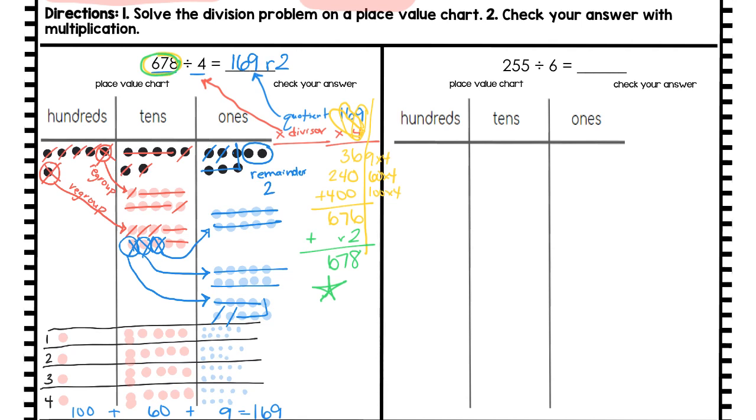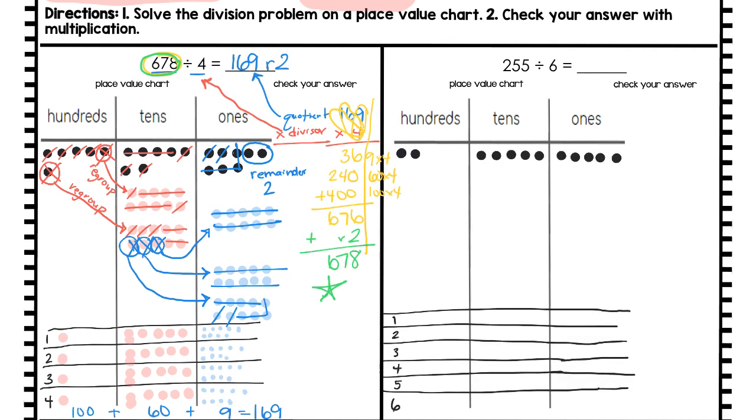All right, let's do the second problem. 255 divided by 6. Well, we know we have to put 255 in our place value chart and then divide it into 6 groups. Go ahead and do this. Pause the video. So one thing I want you to notice is that the hundreds, tens, and ones all have digits smaller than 6. So we know that we're going to have to regroup quite a bit in this problem because there is not 6 in any of these places.